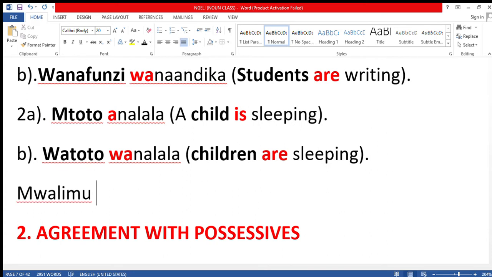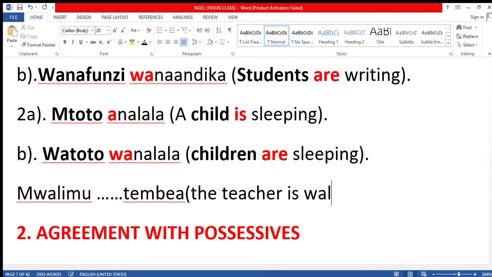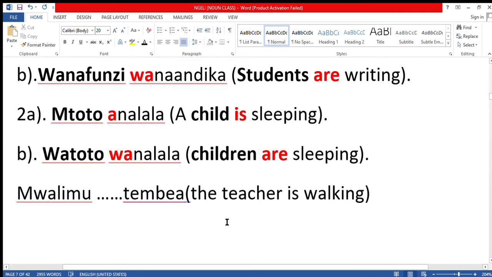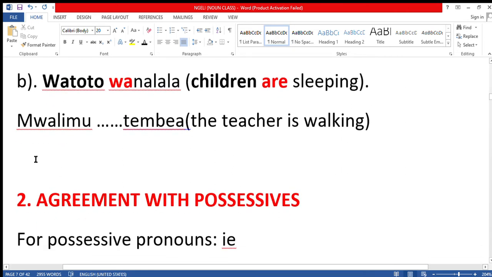Then dash tembea. Okay, mwalimu dash tembea. Then it translates to the teacher is walking. Okay, the teacher is walking. Then in plural form you also write here walimu.